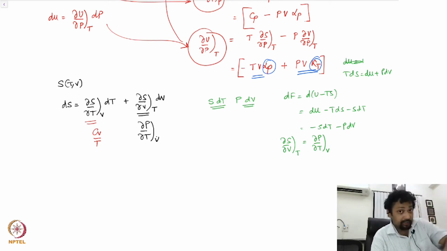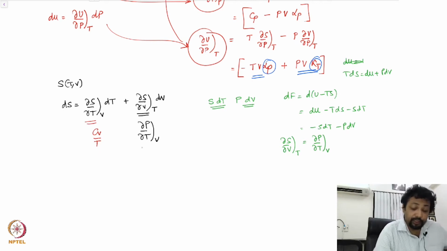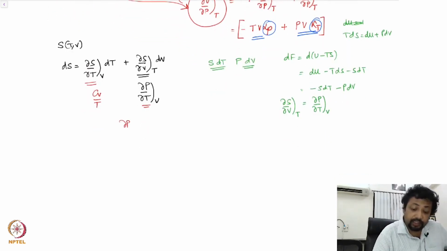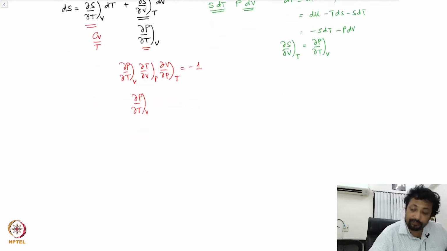It is still not yet finished, but I know how to manipulate this derivative. There is yet another step involved here. I use the cyclic identity. Del P del T volume constant, del T del V pressure constant, del V del P temperature constant is minus 1. So always remember del P del T volume constant is equal to del V del T pressure constant, del V del P temperature constant.